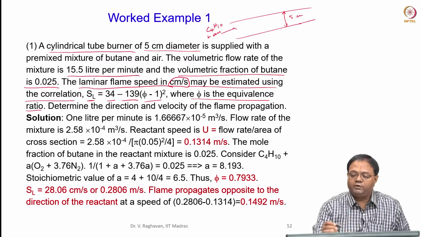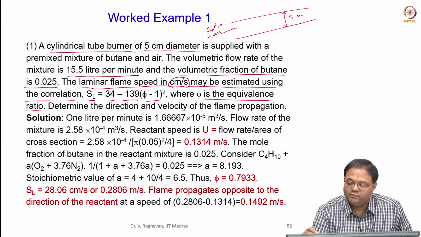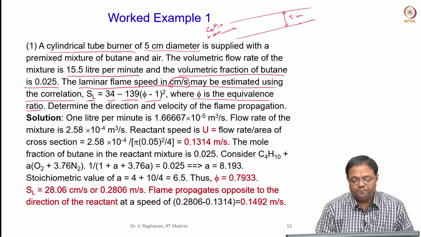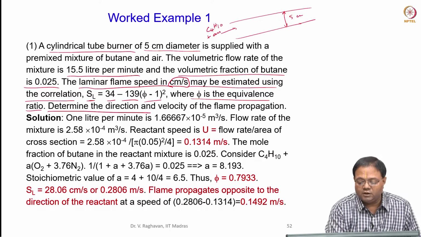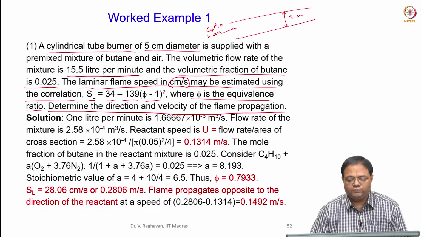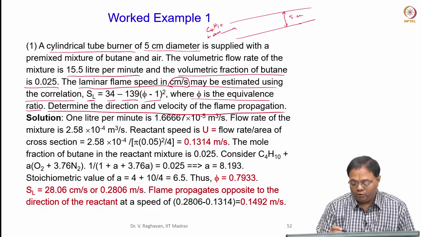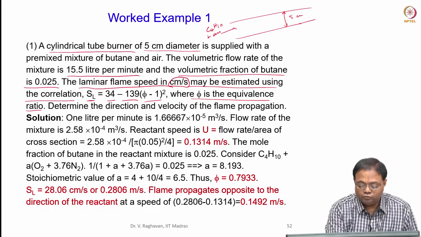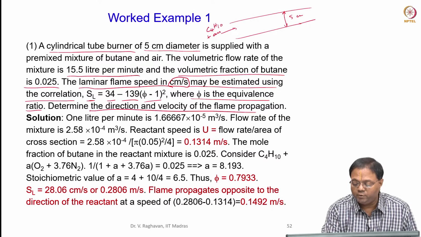Now it is ignited somewhere and the flame is formed. Determine the direction and the velocity of the flame propagation. That is what we need to find.